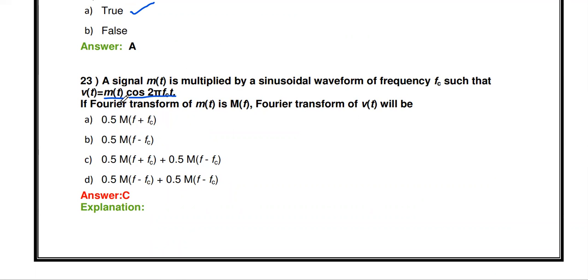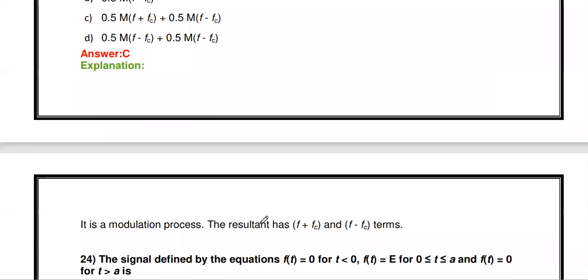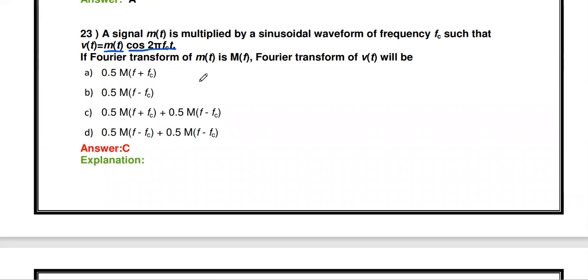If you are mixing one message signal with one high frequency carrier signal, what is the Fourier transform of this modulated signal? That is the question. According to the modulation theorem, we will get two spectra. One spectrum is shifted to the left and one is shifted to the right by the amount Fc. So the answer is 0.5 M of f plus Fc plus 0.5 M of f minus Fc. In the first term, 0.5 means 1 by 2 M of f plus Fc, only the spectrum is shifted to the left side. The other is the spectrum shifted to the right side.